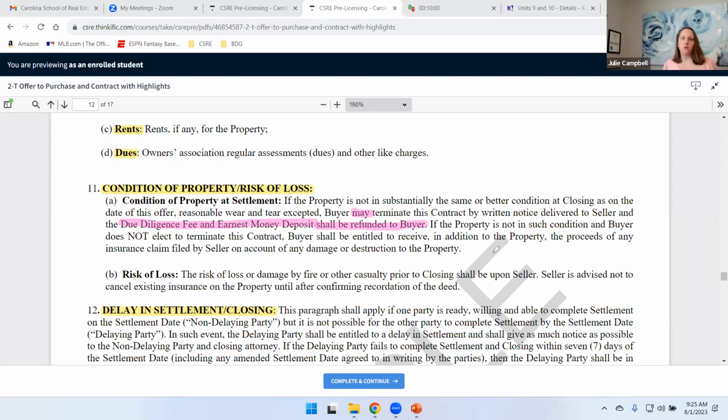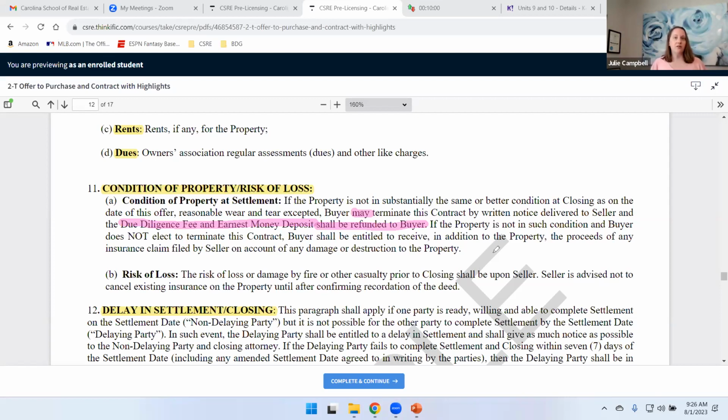Let's say, for example, we go under contract and the house burns down. It's not the same condition as it was when we went under contract, is it? Now we got an issue. Is it completely destroyed? Is it partially destroyed? Doesn't matter. It's still not the same condition it was when we went under contract. House burns down. Buyer has a choice. You guys see there where it says the buyer may terminate?